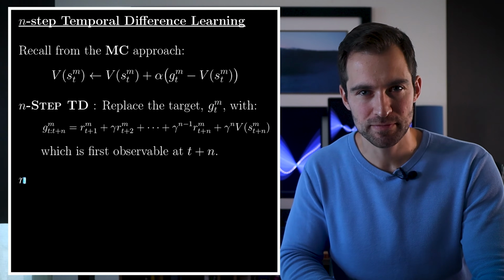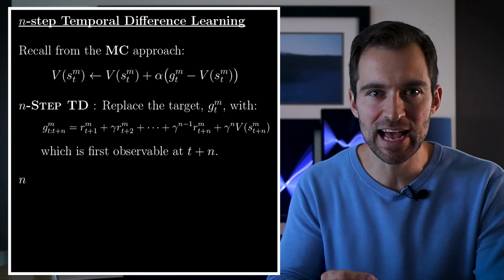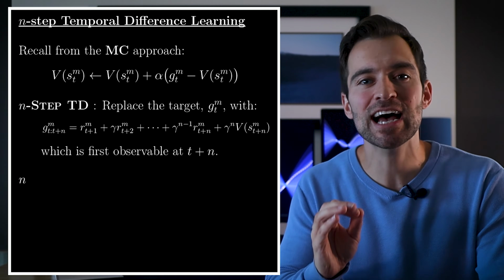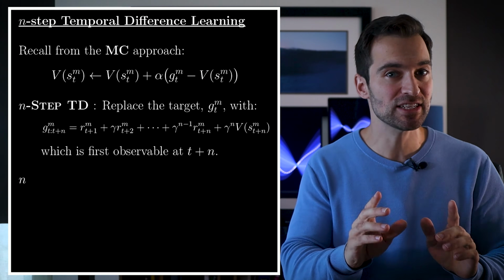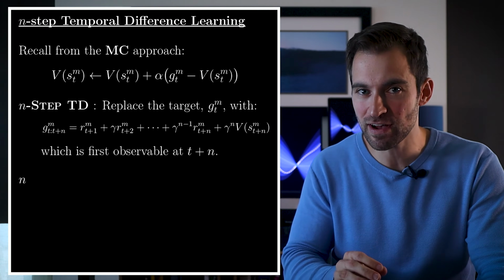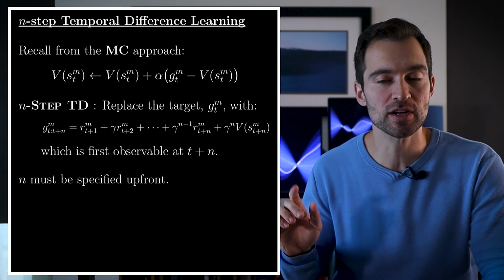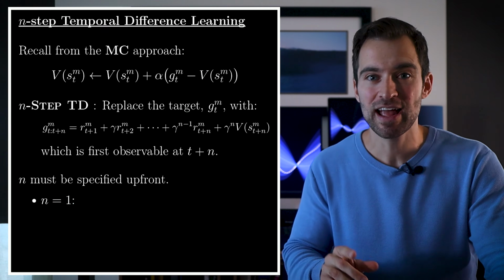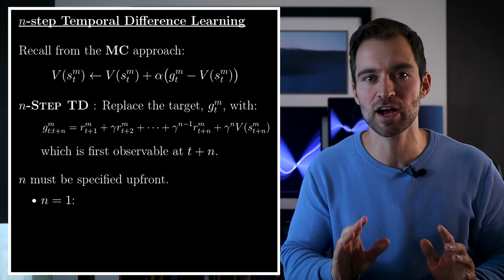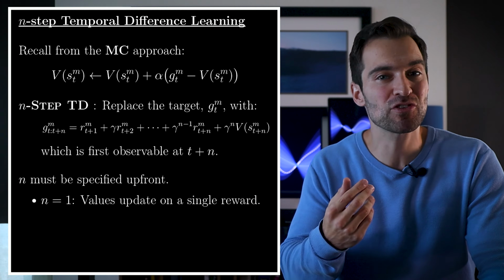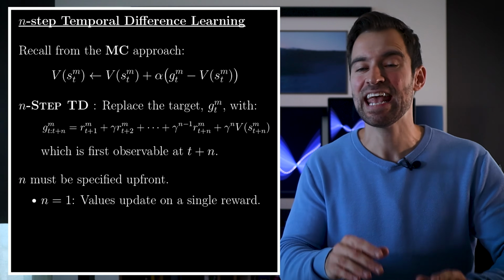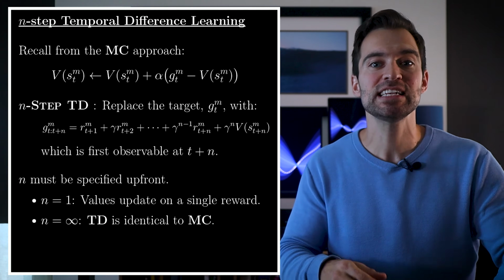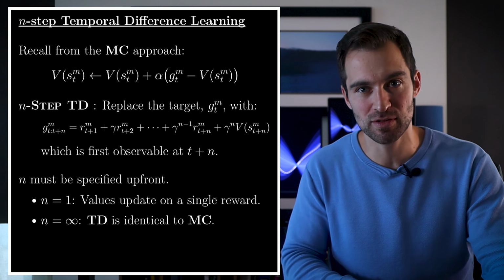Now let's talk about n. As mentioned, it sets the lag between the time of the state whose value is being updated and the time of the most recent observation. And it's worth emphasizing, just like alpha, n must be specified up front before you run the algorithm. If you set this integer to 1, the algorithm is very eager to make updates. Values are updated after each individual reward. If n is infinite, then TD is identical to MC, since the delay is always greater than the episode length.